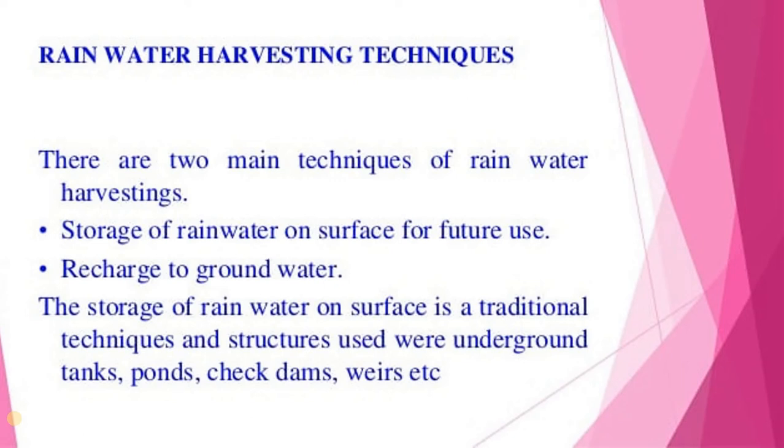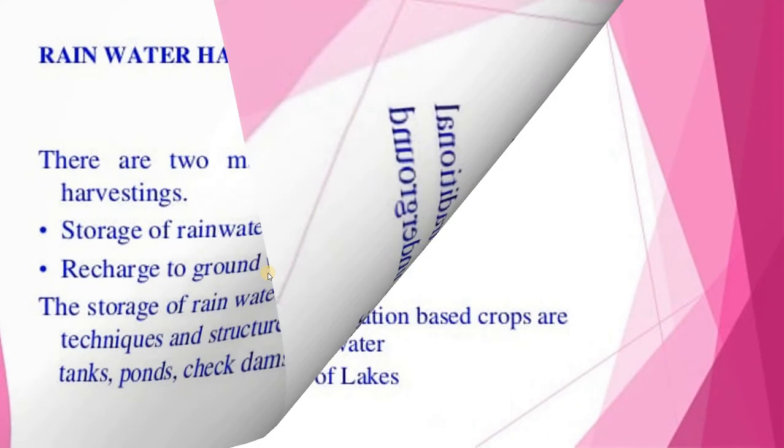Rainwater harvesting can be done in two ways. Number one is rooftop rainwater harvesting, and number two is rainwater harvesting from open spaces around the building. The main purpose, number one, is to store the rainwater on the surface for future use. And number two is to recharge the groundwater.